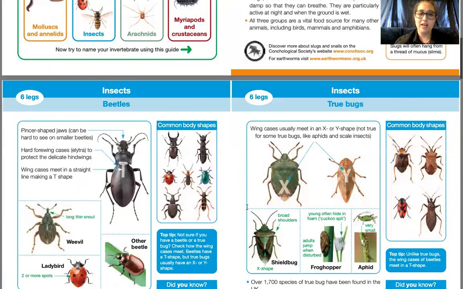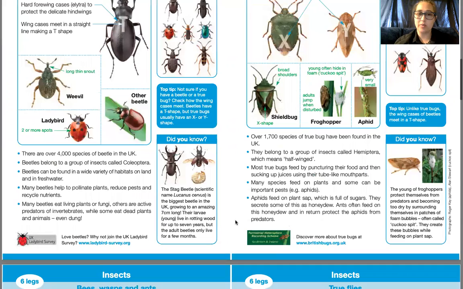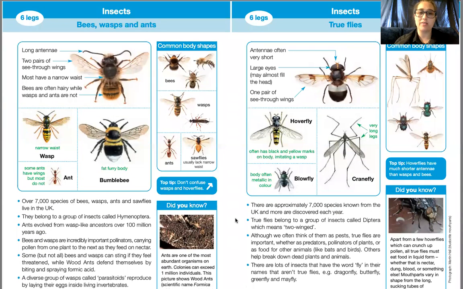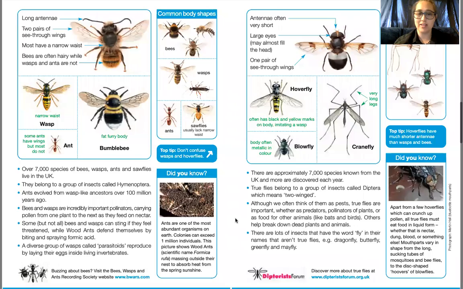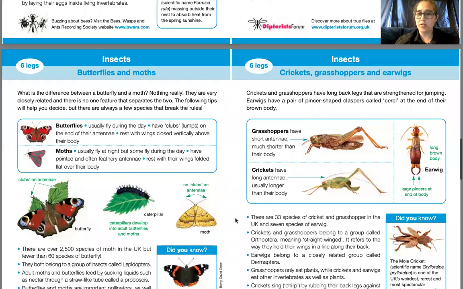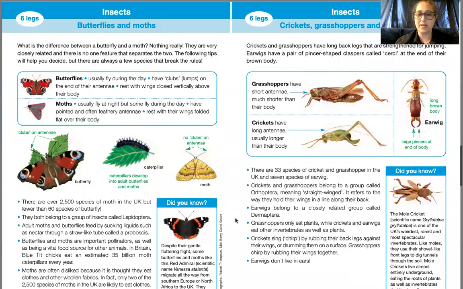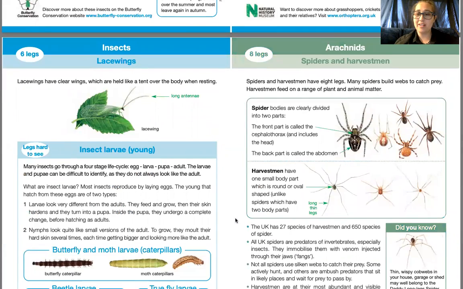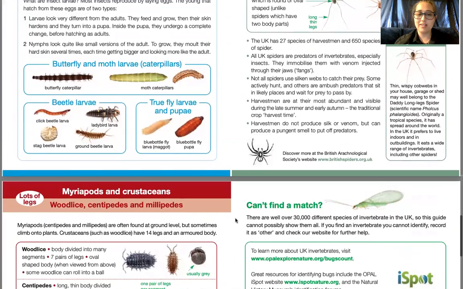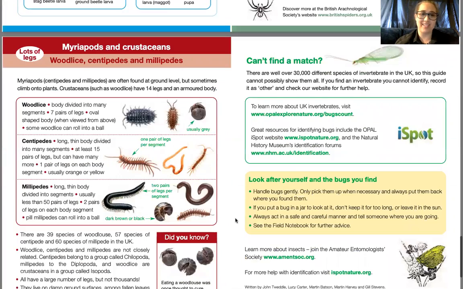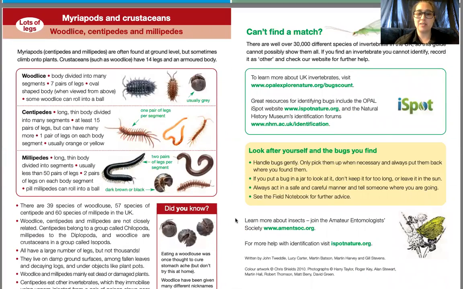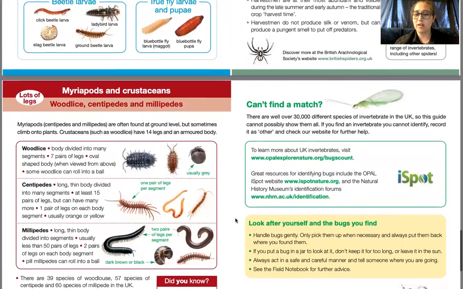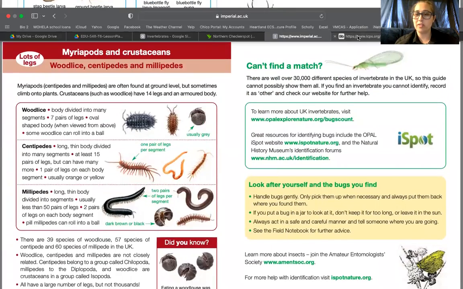6 legs, it breaks down beetles versus true bugs, insects, which are true, true flies versus bees, wasps, and ants, butterflies and moths, or grasshoppers, crickets, and earwigs, and lacewings. And then we move into arachnids with the 8 legs, and then lots of legs, woodlice, centipedes, millipedes, and the differences between all of those, as well as some more additional information if you'd like.